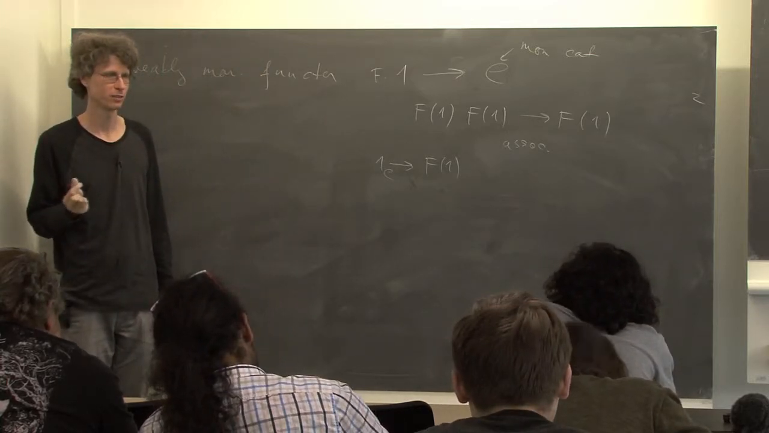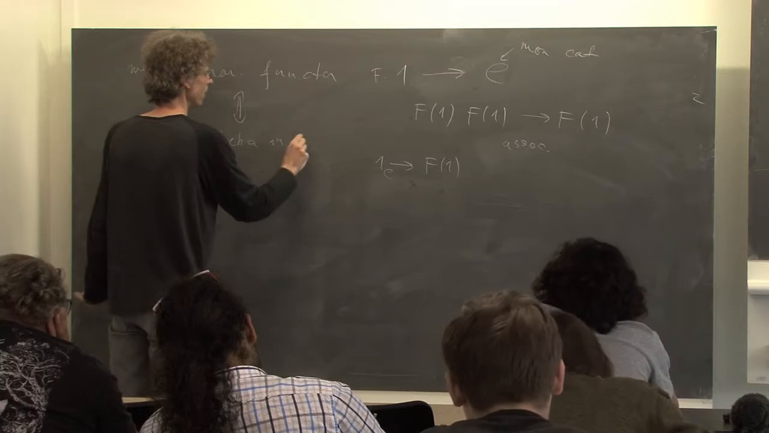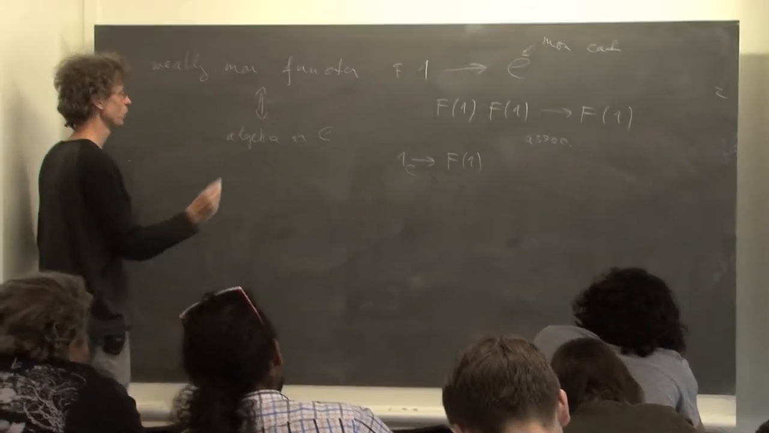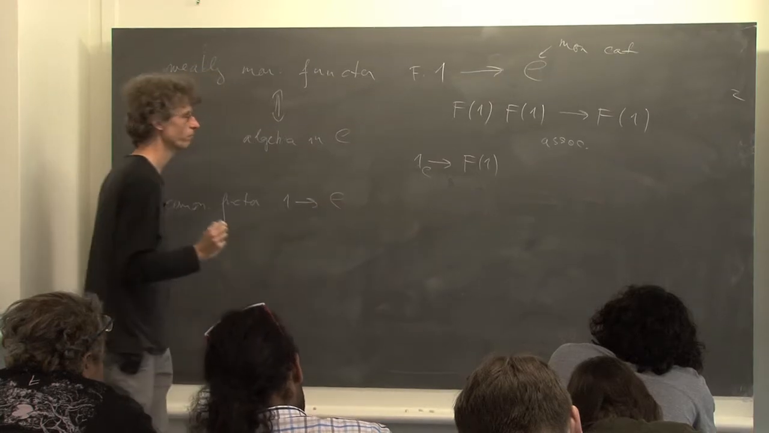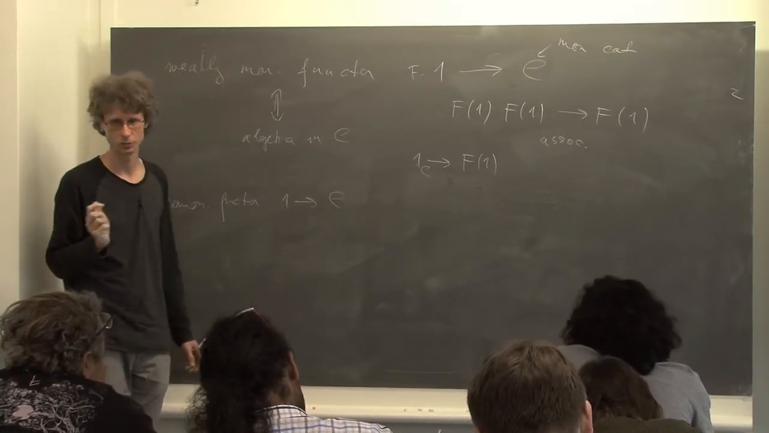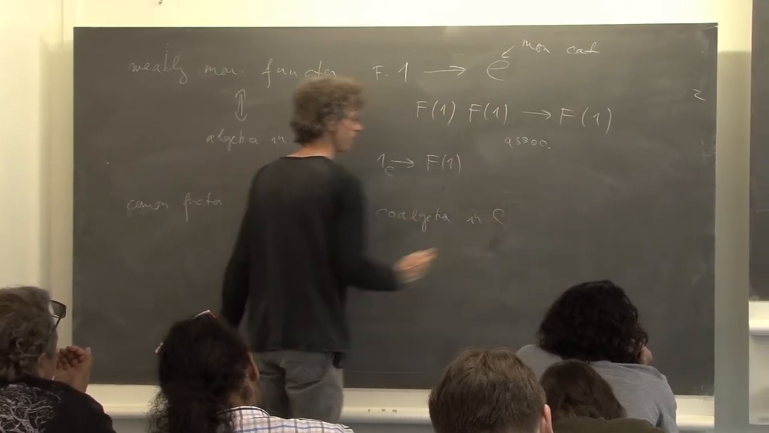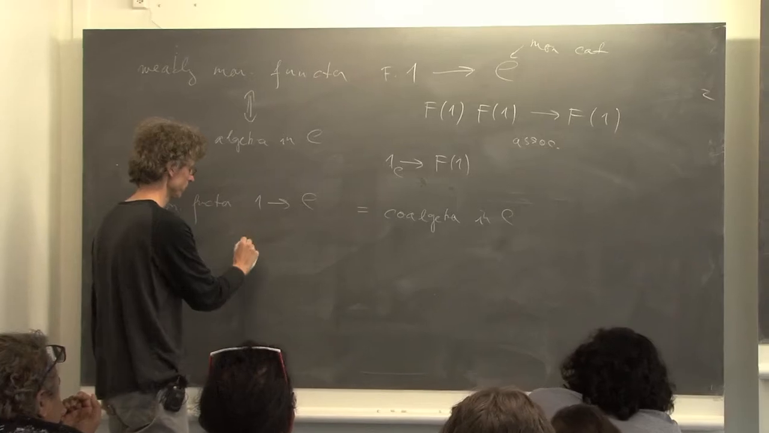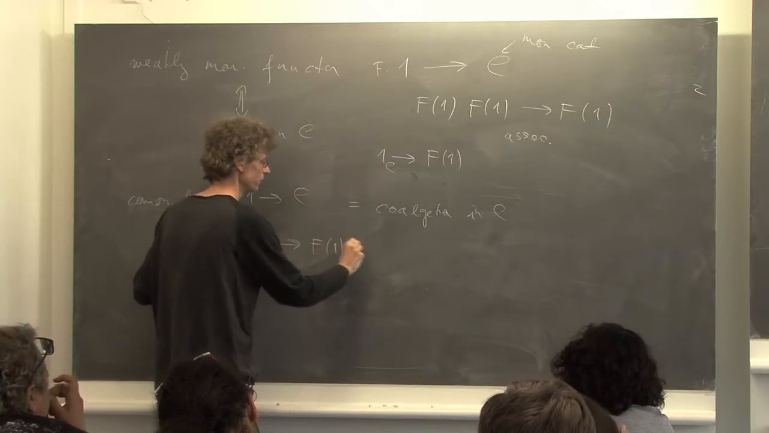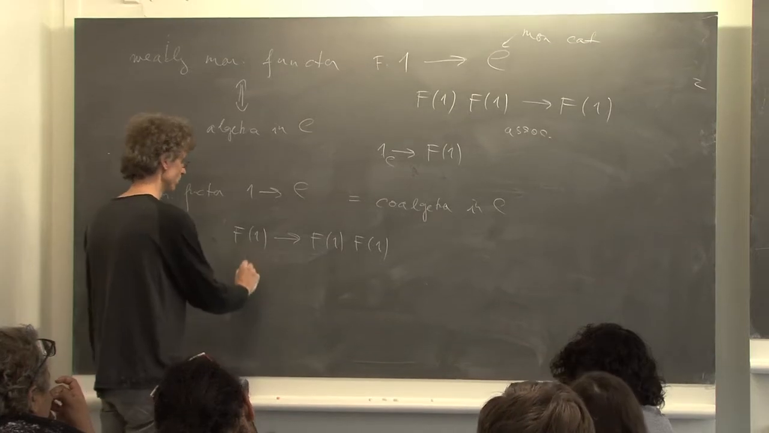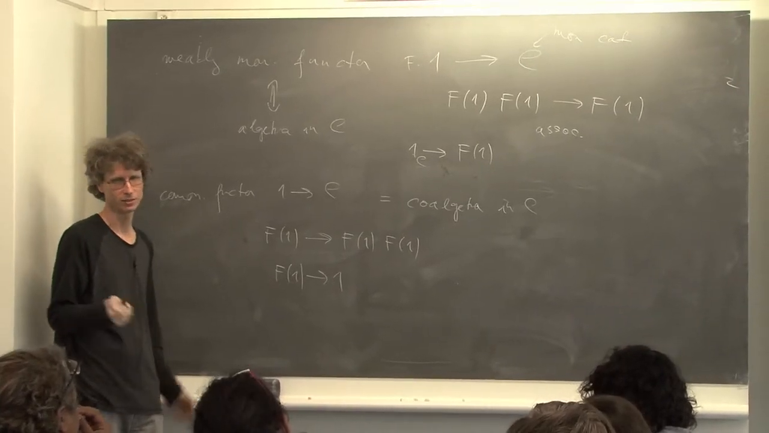So what is this guy? It's an associative algebra. So the thing is the same as an algebra in C. Now, how about the comonoidal functor from 1 to C? That's a thing that we didn't see, but it's called a coalgebra in C. Why is that? Because it's again specified by F of 1, but now the arrow goes the other way. So now we go from F1 to F1 tensor F1, and likewise, we go from F1 to 1. It's an algebra just upside down.